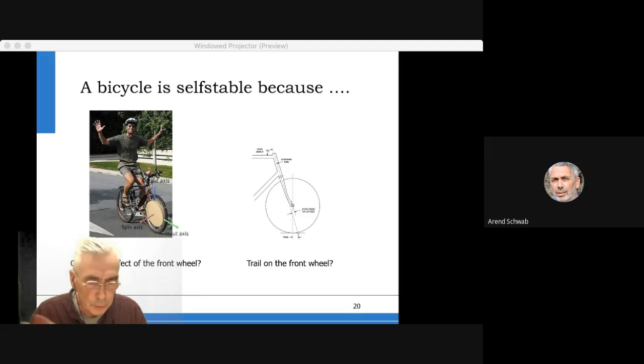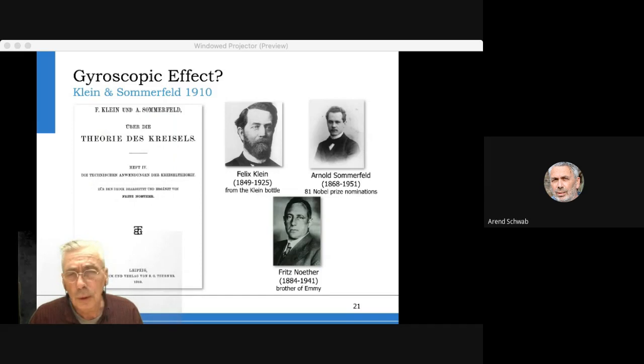Now, first start with the gyroscope people. Well, this gyroscope explanation already started around 1910 by two what I call half-gods, Klein and Sommerfeld. Felix Klein, famous mathematician from the Klein bottle, and Arnold Sommerfeld, who was nominated 81 times for the Nobel Prize. They wrote a 4-volume book, I mean, it's about this wide, the 4 volumes on the shelf, on the theory of gyroscopes. And of course, when you're in gyroscopes, wherever you look, you see gyroscopes, right? And then they saw a bike and they said, hey, the front wheel, that's your gyroscope. Fritz Noether did most of the problems actually in the book.